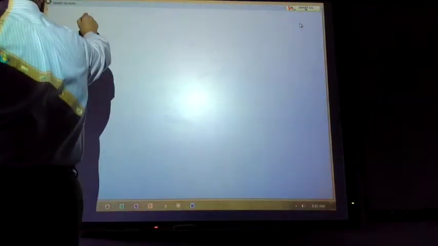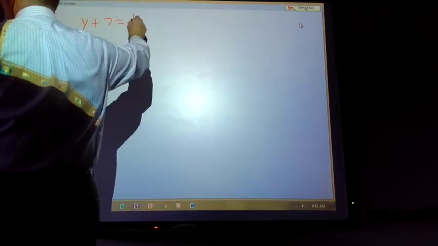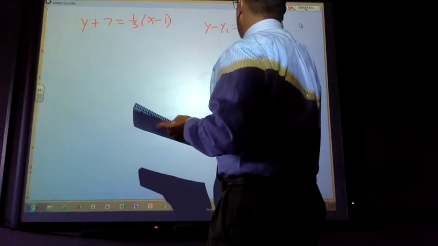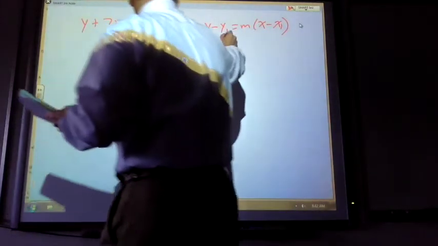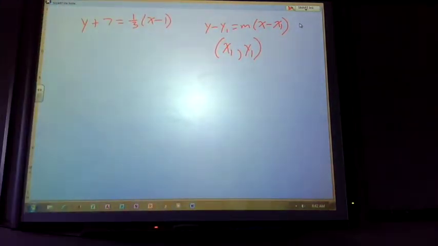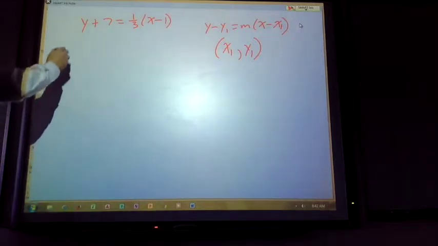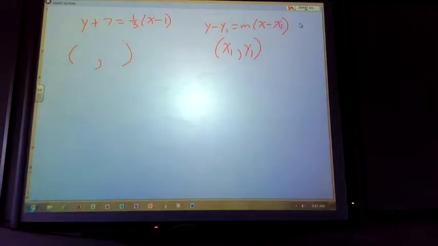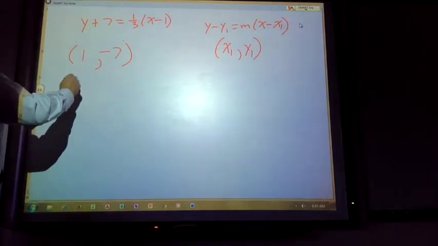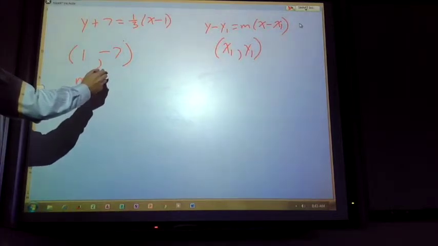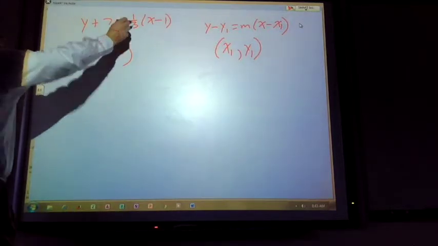Mac, picking on you. What point do you feel I get out of this equation? -7, 1. Real close. Your signs on your numbers are totally right. 1, -7. There you go. You just went backwards on me. What is my slope? Oh, okay. 1/3. Yeah, it's what's in front.